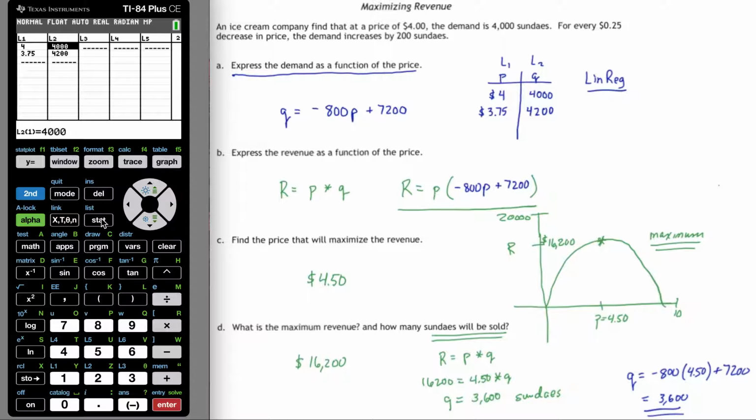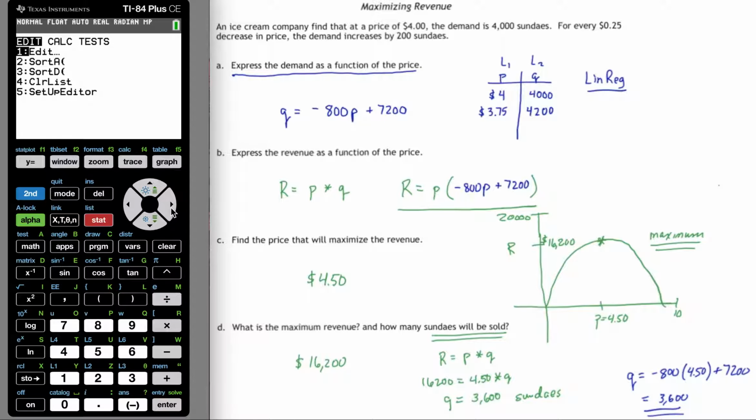Then I would press stat, arrow over to calculate. Option number 4 is linear regression, so I just press number 4. Make sure the input list, the X list, is the price list, that's my L1, and the Y list would be the quantities, the output, in L2. Then I'll just go down here, calculate.